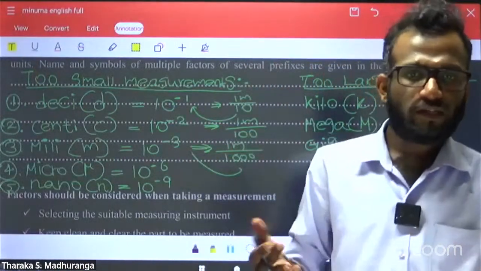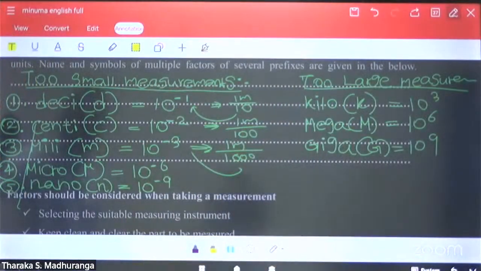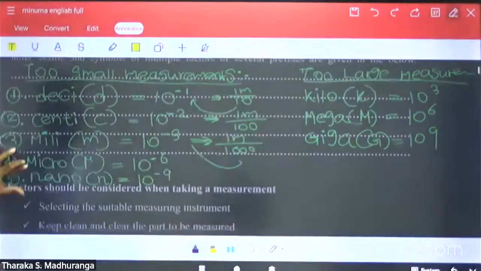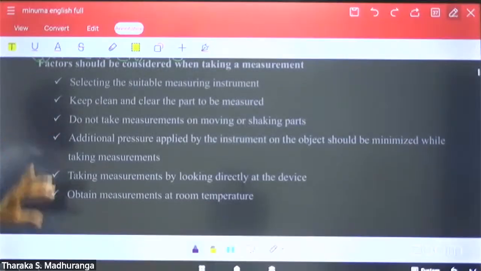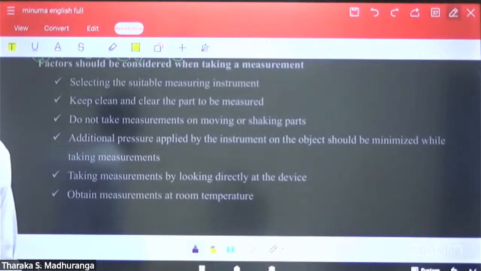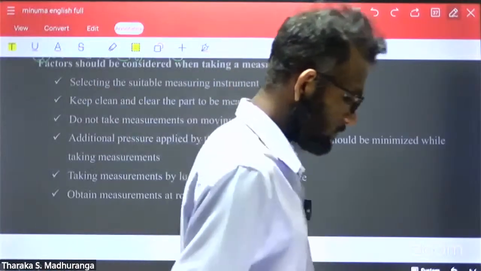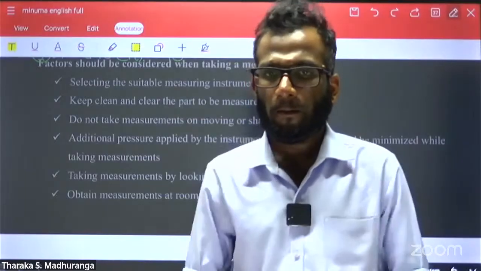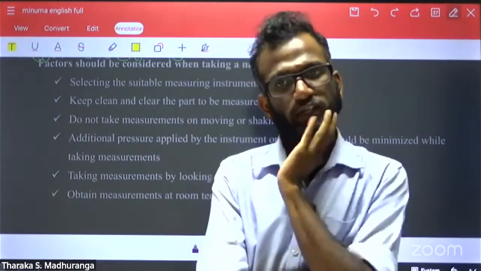Send me a message if you got the prefixes, and if you have any doubt in prefixes, you can ask. Quickly, we don't have time.